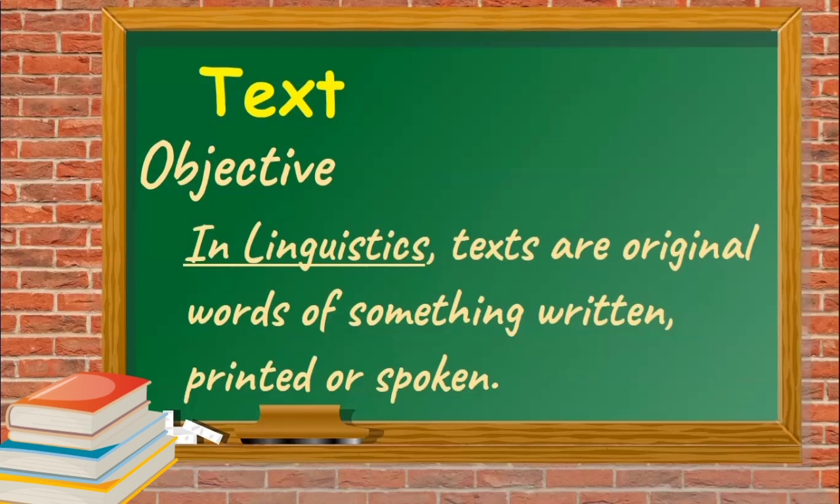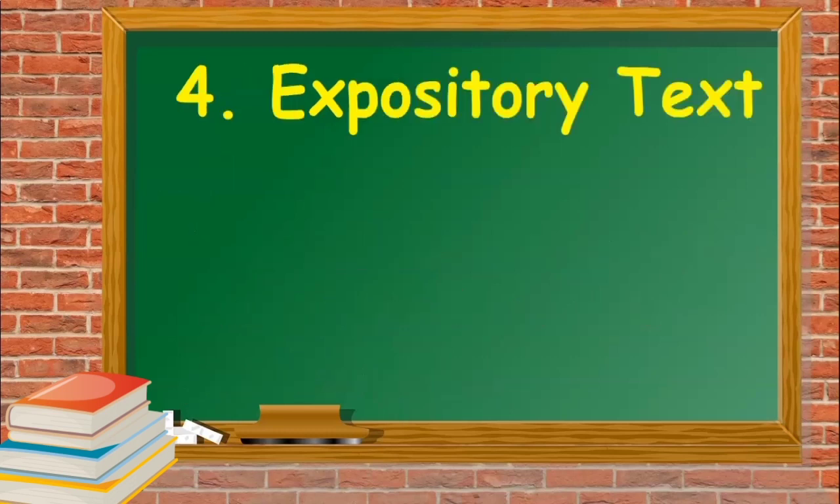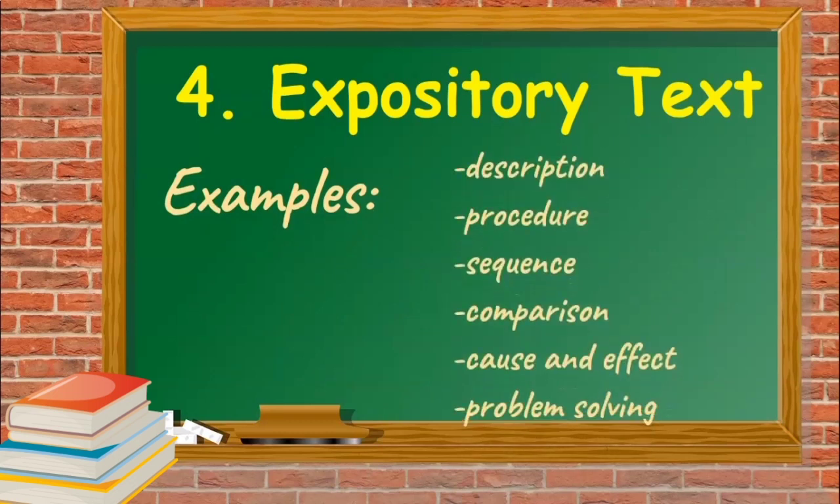These 2 identification and characterization may seem or may sound different because they were written in 2 different forms. But still, they are under the same expository text. Do you now get the idea? Other examples of an expository text could be a description, procedure, sequence, comparison, cause and effect explanation, or problem-solving explanations. Is it now clear? If yes, then let us now discuss the last text type.